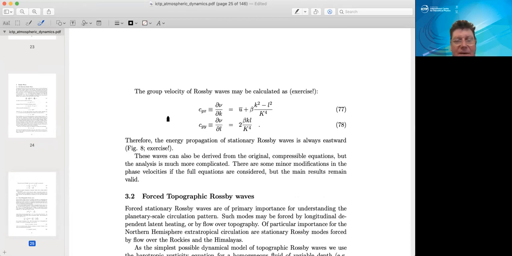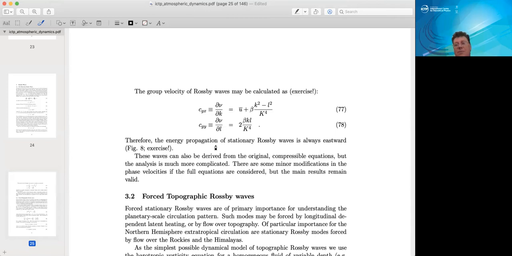And then you can also show, and this is another exercise, that actually it turns out that this term here is always positive. So you can show that for stationary Rossby waves, this term is always positive. That means that for stationary Rossby waves, the energy can only propagate in positive x direction, in positive zonal direction.